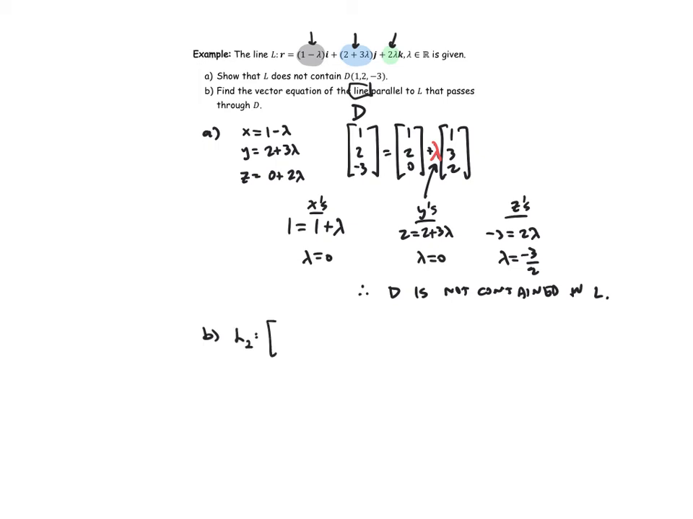We can say is (x, y, z), right, and passes through D, which would be (1, 2, negative 3). I'm going to use a different parameter, we'll go mu. And if it's parallel to L, then we want its direction vector to be the same as the direction vector for L, (1, 3, 2). Okay, so this is how I would get myself a line that contains D that's parallel to L.